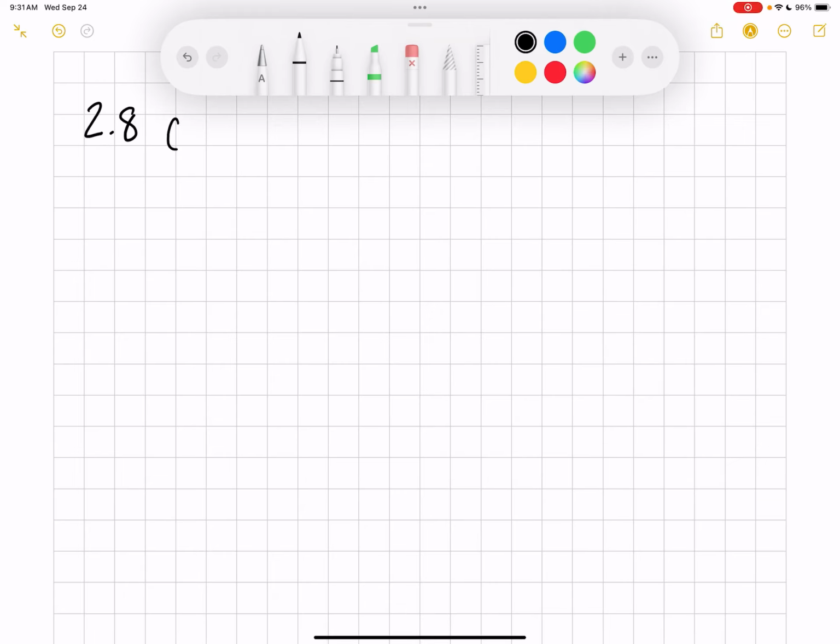Section 8, graph linear inequalities in two variables. Some of them we're going to actually be graphing. Some of them are going to just ask you if the ordered pair is a solution or not. So these first ones, they just want us to tell if the ordered pair is a solution.